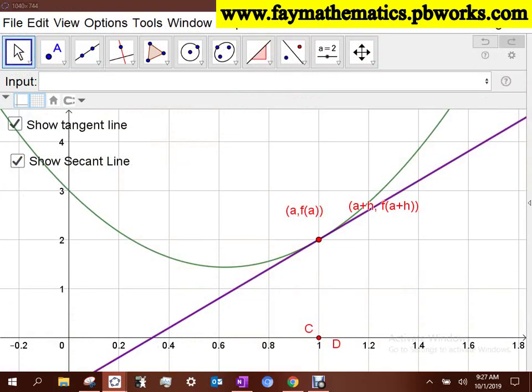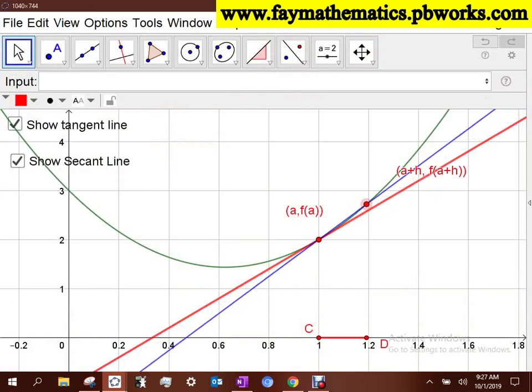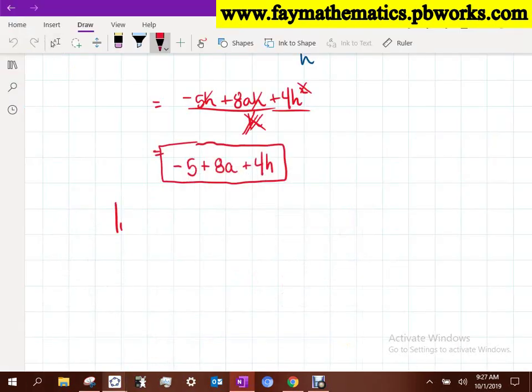Okay, remember h. Let's go back to this. h is this distance here, right? Which is the horizontal gap between these 2 points. When those points get like that, what is that distance almost equal to? 0. So in calculus, we use this concept. We call it a limit as h approaches 0.